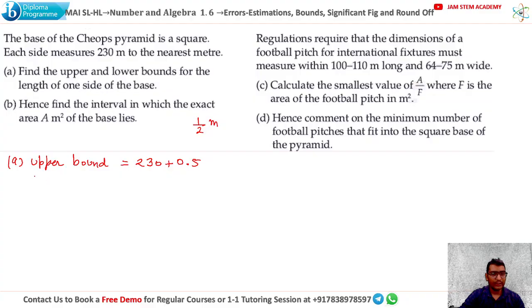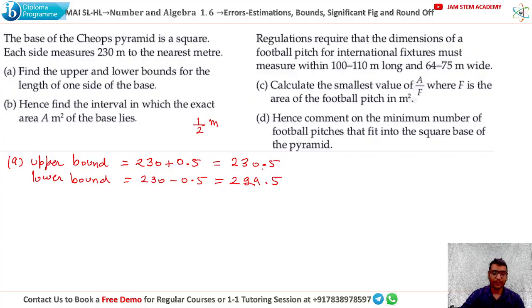Now similarly, the lower bound. In order to find the lower bound, subtract that: 230 minus 0.5. So my answers are, the upper bound of this value is going to be 230.5 and the lower bound is 229.5. Okay, these are the values.